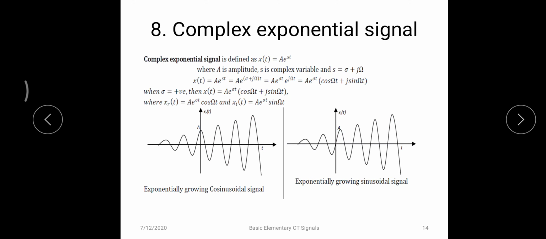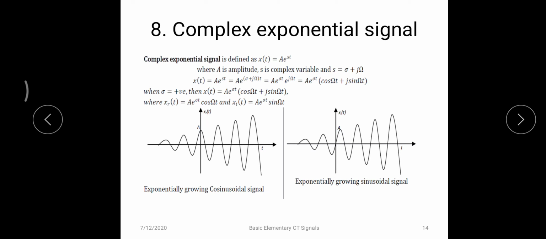And the last basic elementary signal is the complex exponential signal. Similar to the previous one, we can write x of t equal to e power st, which is the Laplace notation, where s is sigma plus j omega. Now substitute s equal to sigma plus j omega and expand that exponential. Now x of t becomes capital A into e power sigma t into e power j omega t. As per Euler's theorem, e power j theta is cos theta plus j sin theta. So e power j omega t can be expressed as cos omega t plus j sin omega t.